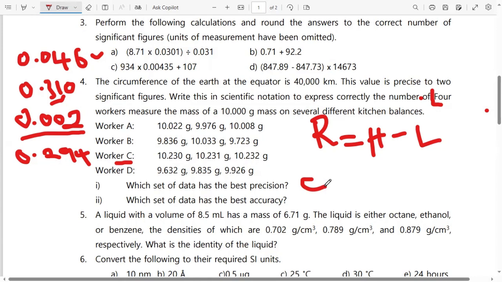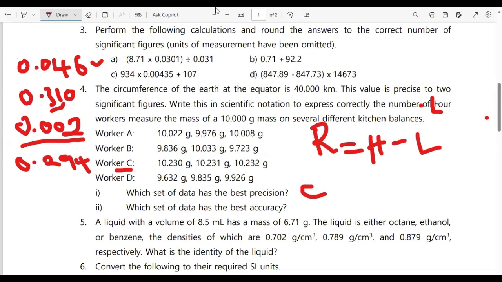And then here they're asking which data set has the best accuracy. To find which one has the best accuracy, we're going to find the average of worker A, the average of worker B, the average of worker C, and the average of worker D, and see which one among those is the closest to 10. So let's go on the board, add these, and find their averages.